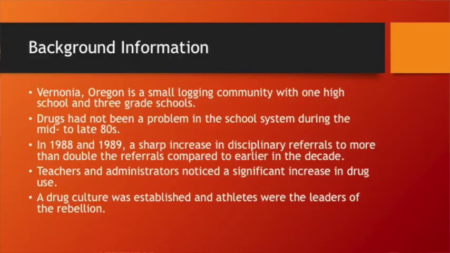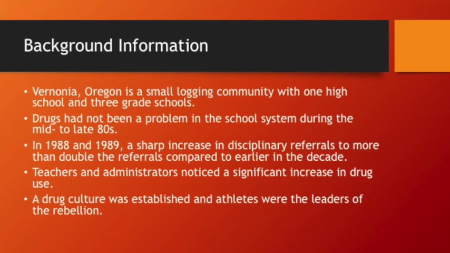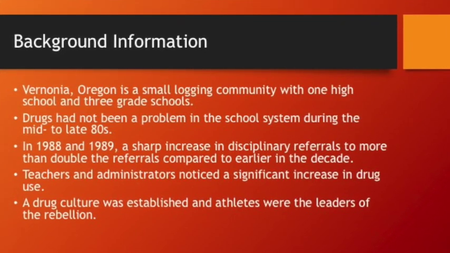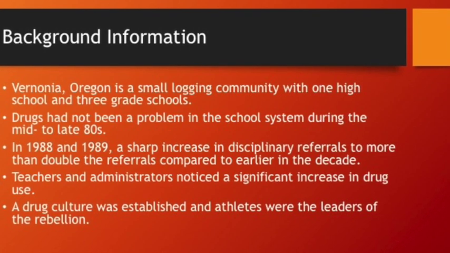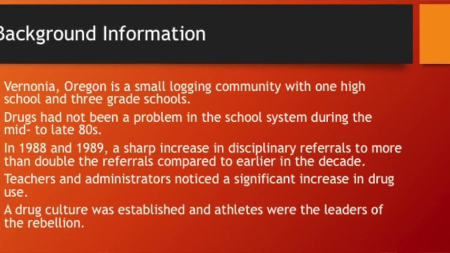Some of the background information that led up to this lawsuit was that Vernonia, Oregon, a small logging community that had 1 high school and 3 grade schools, had been relatively drug-free in the early to mid 80s. But then in 1988 and 1989, teachers and administrators noticed a sharp increase in drug use, and the number of disciplinary referrals more than doubled in those 2 years as opposed to earlier in the decade. A drug culture was established, and a lot of misunderstandings about drug use were prevalent in the schools. It turned out that the athletes were the leaders of this drug culture.